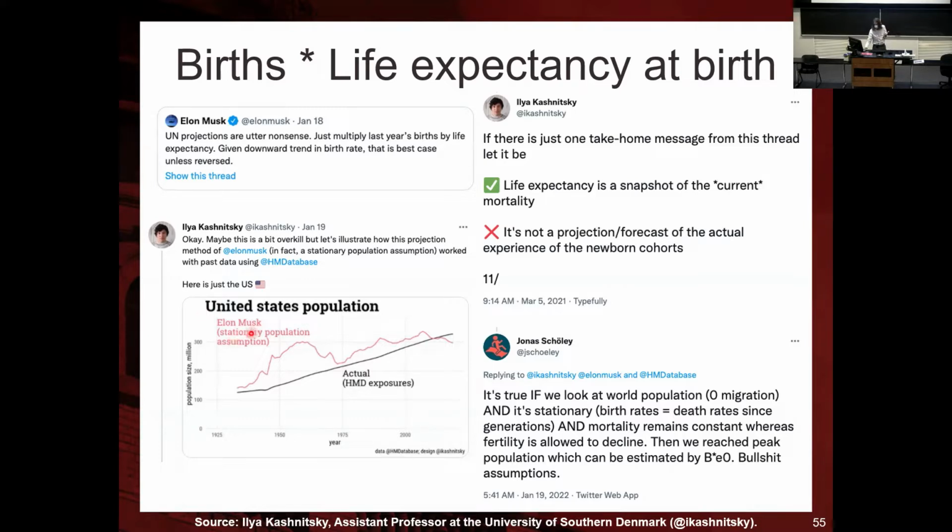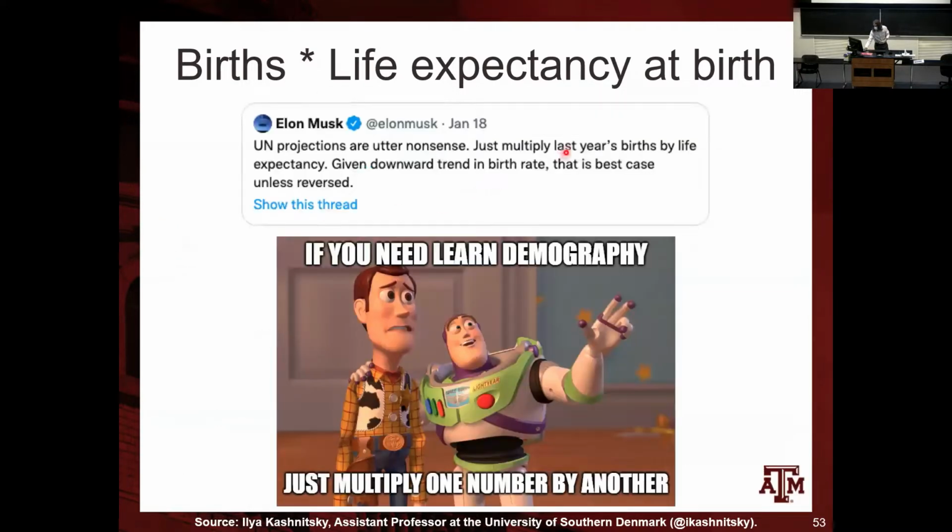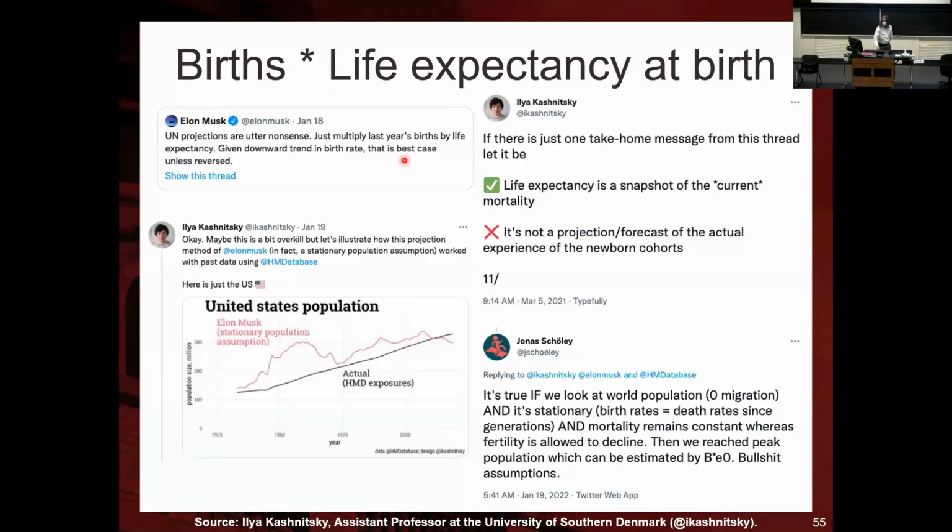So what Elon Musk suggested was pretty much making projections using the stationary population assumption. Why is that not appropriate? Why is it not so easy, just multiplying the last year's births by life expectancy? Because the age-specific mortality rates have not been constant over time. Right? Fertility has not been constant. I mean, you could still get the fertility level doing that assumption, but the mortality is not constant.